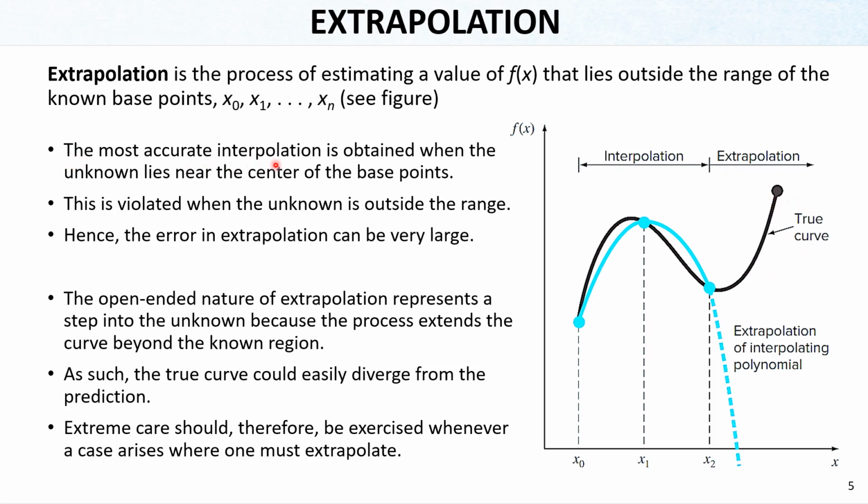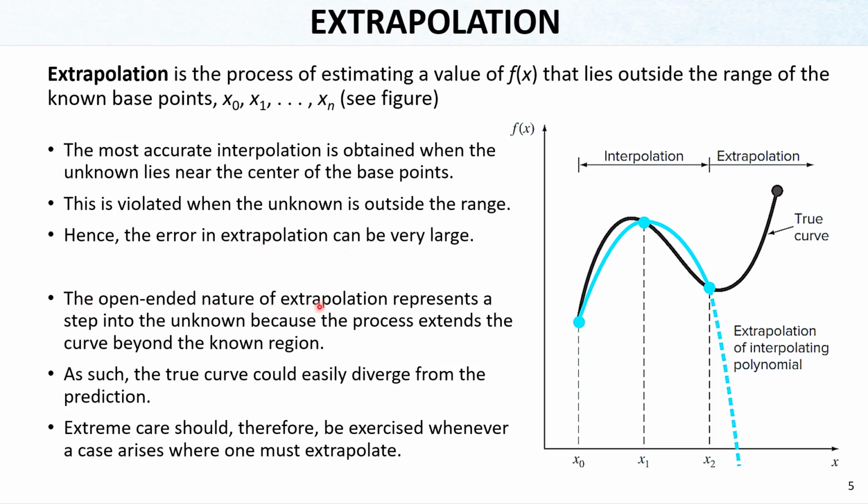And the most accurate interpolation is obtained when the unknown lies near the center of the base points. So basically, if we know the data and have a point in between, it's the most accurate one. And this is violated when the unknown is outside the range. If the unknown is somewhere here, we are not able to get an accurate result. Hence, the error in extrapolation can be very large.